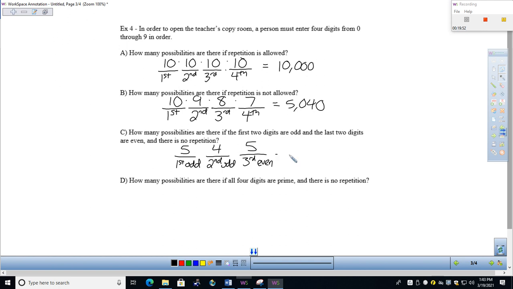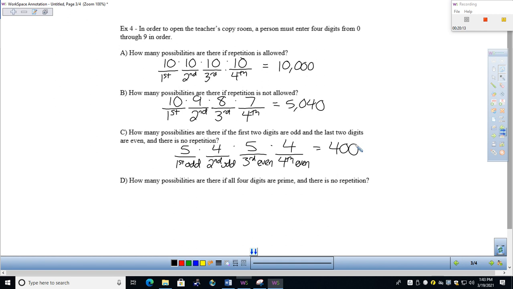And then I go on to the fourth one, knowing that that also has to be even. And how many even digits are left? Well, whatever this one is, that's out of circulation, so now there are only 4 left. And so as a result, multiply them together, 5 times 4 times 5 times 4, and looks like that would give us 400. Okay, so obviously you can see the more conditions, the fewer possibilities there are.